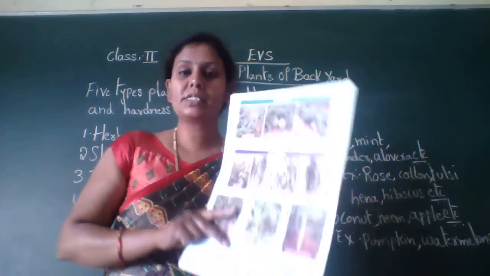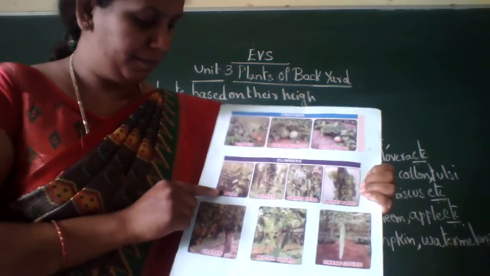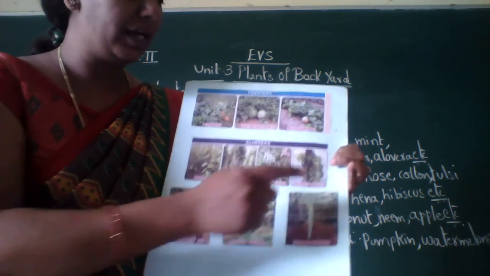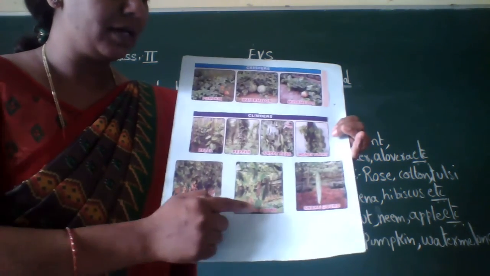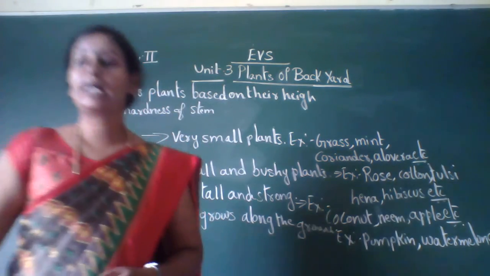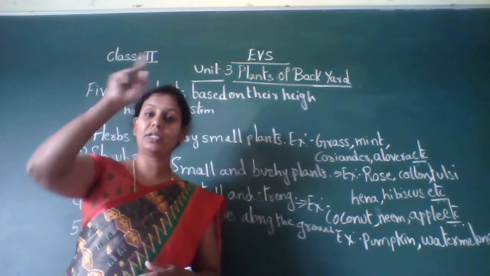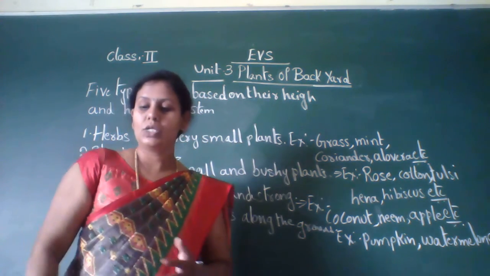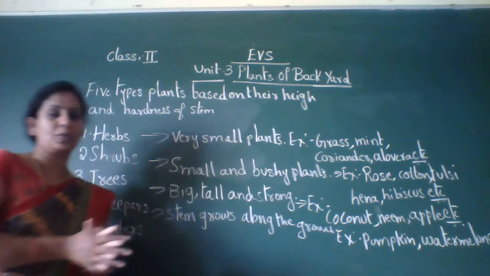Examples for climbers: betel, pepper, sweet peas, money plant, grapes, bitter gourd, snake gourd. So these are the examples for climbers. Climbers are plants that need support. Okay, so this is enough for today's class.